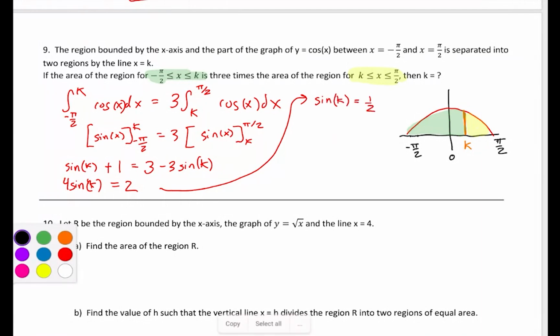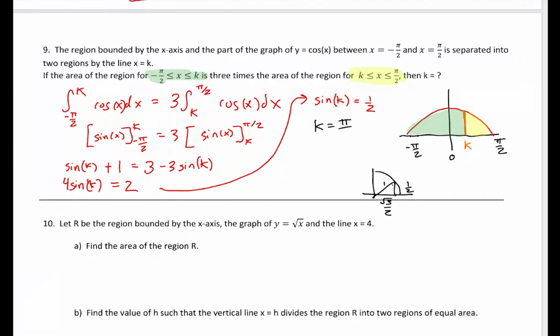Now you've got to think about your unit circle. When or what angle measure is sine of that angle measure 1/2? So if you want sine to be 1/2, that means you want the y value to be 1/2, which means you want this to be root 3 over 2, this to be 1, and so that angle measure is going to be pi over 6, or 30 degrees.